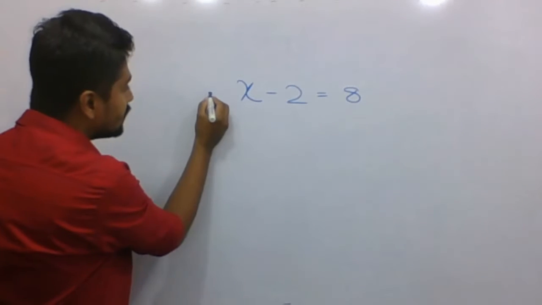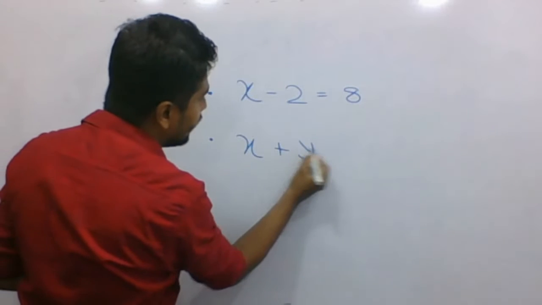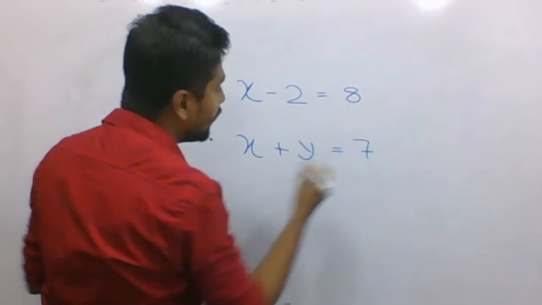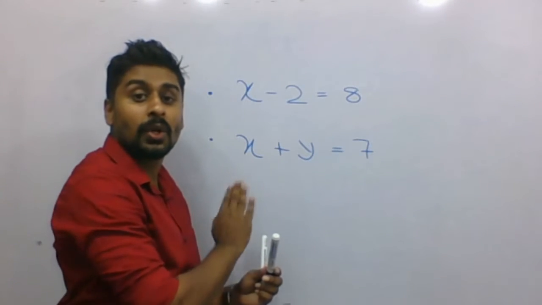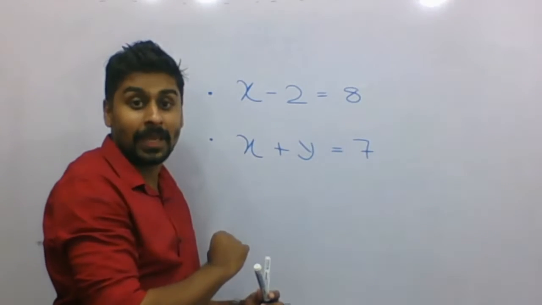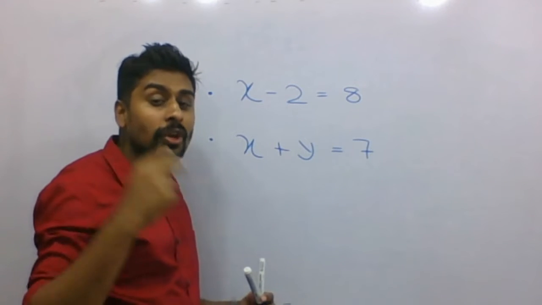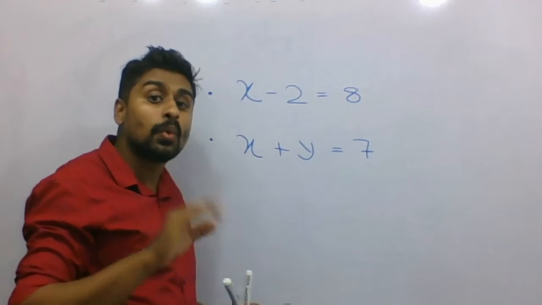Now look at this one: x plus y equals 7. Now how many unknown terms are there? Two unknown terms, x and y. So one equation is not enough, right? We need two equations to solve if there are two unknowns.